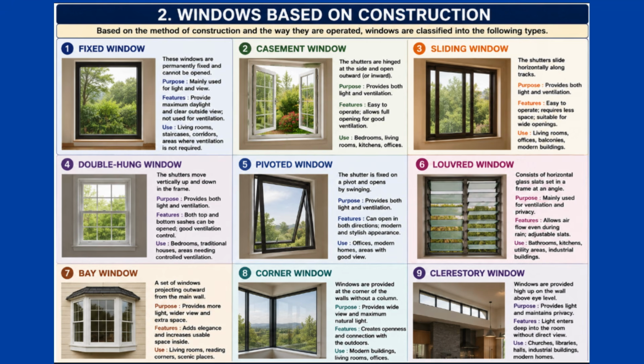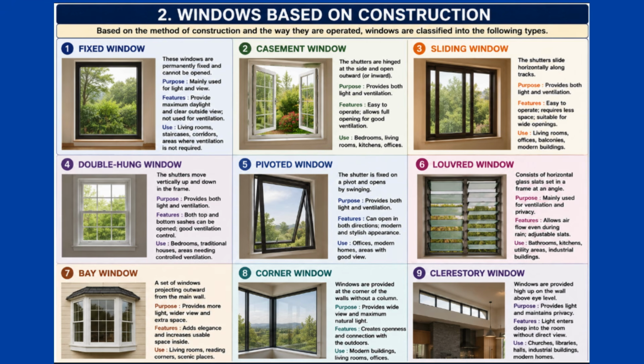3. Sliding window. A sliding window has shutters that move horizontally along tracks. Features: saves space because the shutters do not swing outward. Easy to operate. Suitable for modern buildings. Provides good light and ventilation. Uses: apartments, offices, balconies, modern houses. Main purpose: light and ventilation where space is limited.